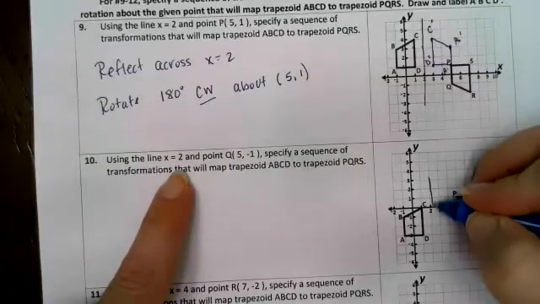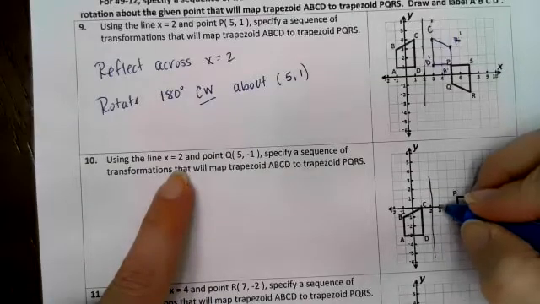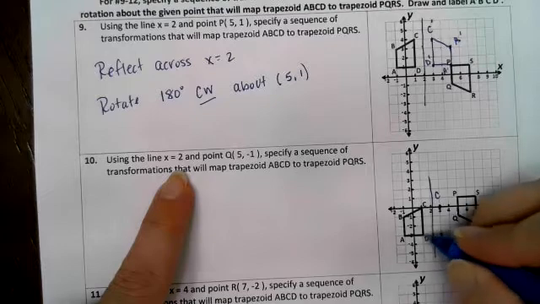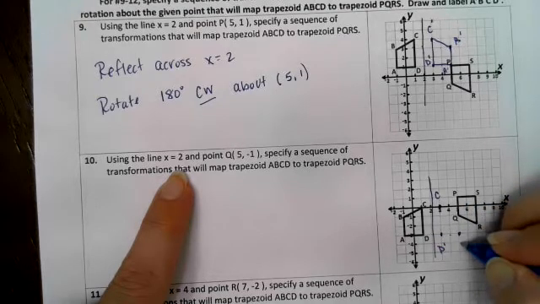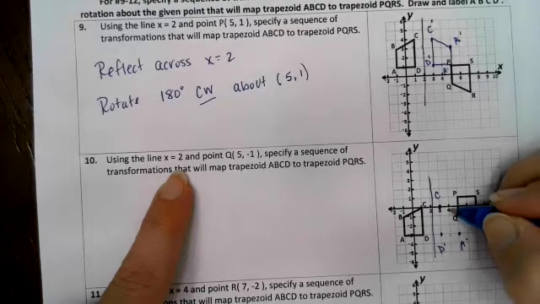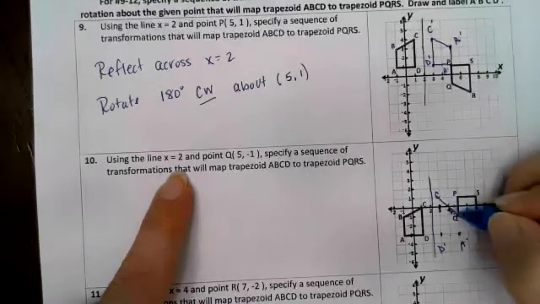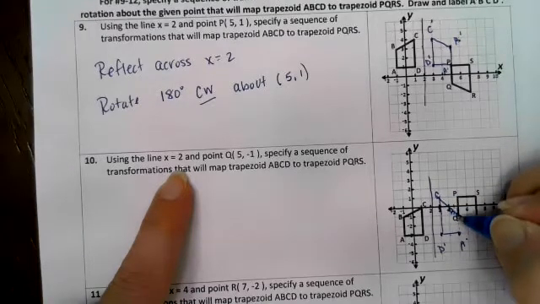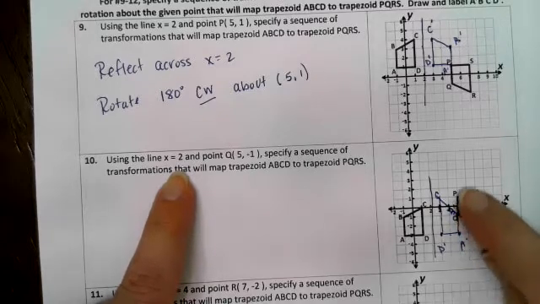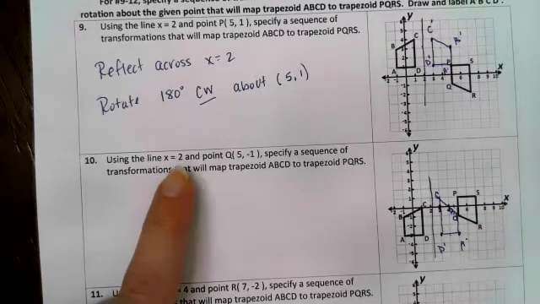again. So my C prime and my D prime, 2, 3. My A prime. My B prime now matches up with my Q prime because it's been moved over. And then when I rotate around that same point, 5, negative, oh, sorry, that was 5, 1 before, now 5, -1.